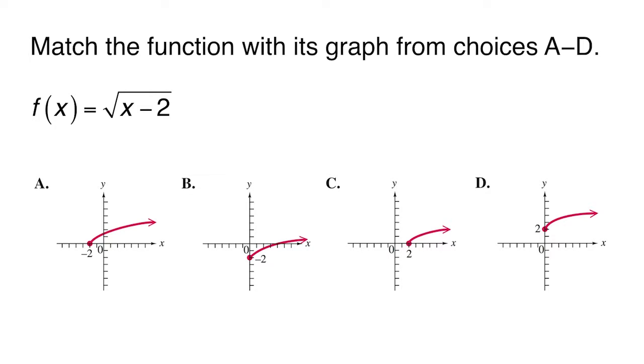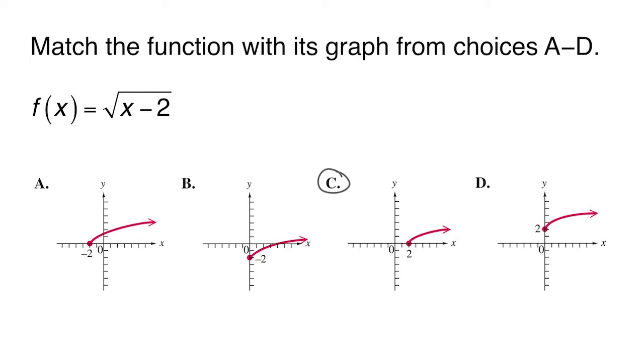Our function is f of x equals the square root of x minus 2. And therefore, since we are subtracting 2 inside the square root, we're looking for a graph that is shifted, as compared to the graph of square root of x, 2 units to the right, which is the graph shown in choice C.